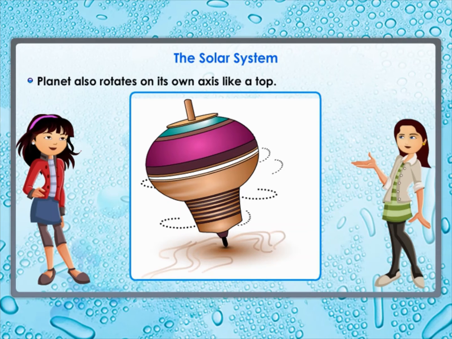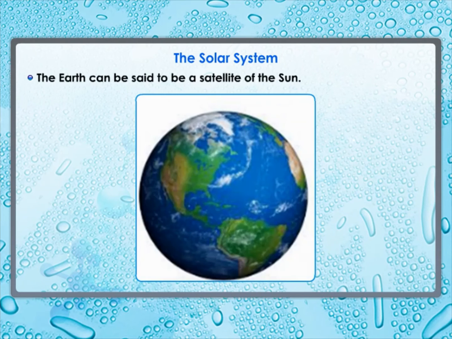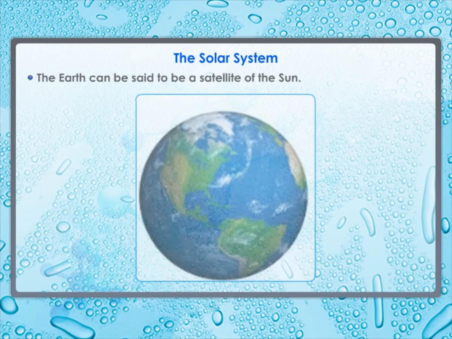Some planets are known to have moons or satellites revolving around them. Any celestial body revolving around another celestial body is called its satellite. The Earth can be said to be a satellite of the Sun, though generally we call it a planet of the Sun. We use the term satellite for the bodies revolving around planets. Moon is a satellite of the Earth. There are many man-made satellites revolving around the Earth. These are called artificial satellites.